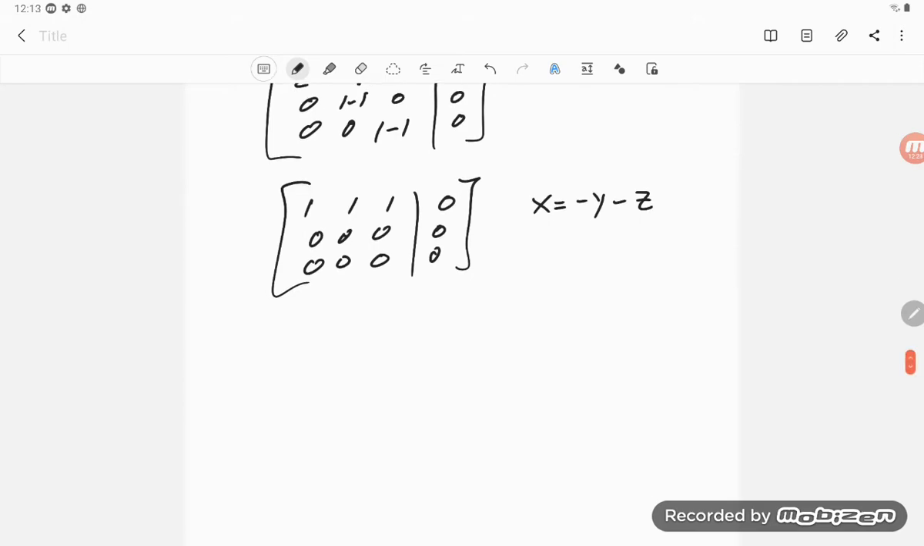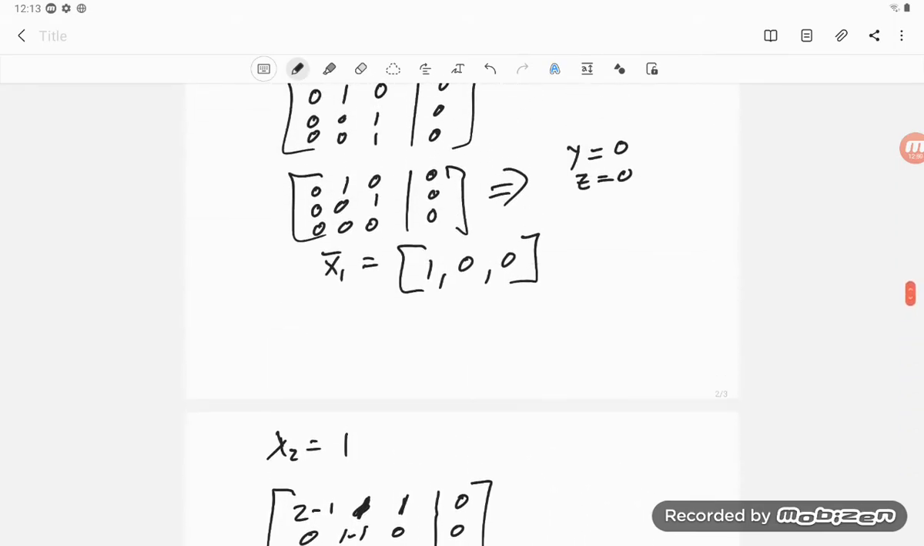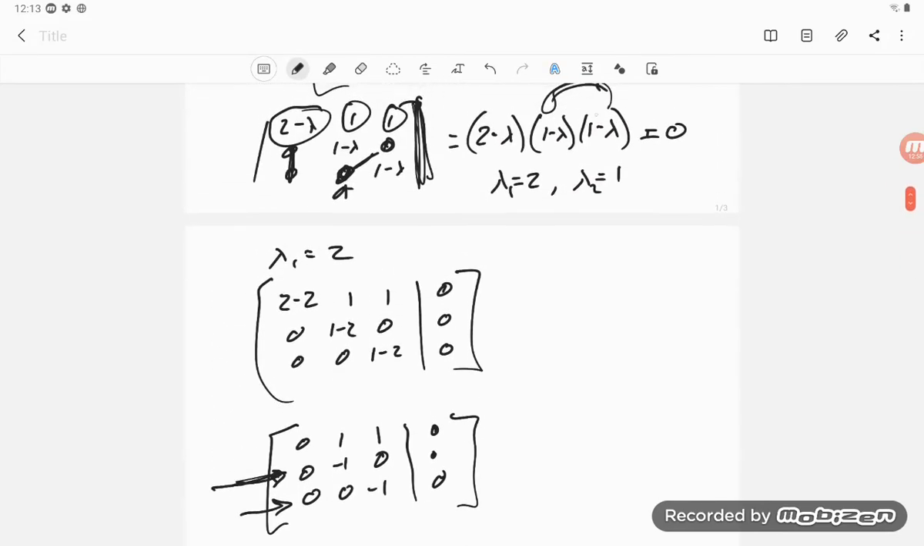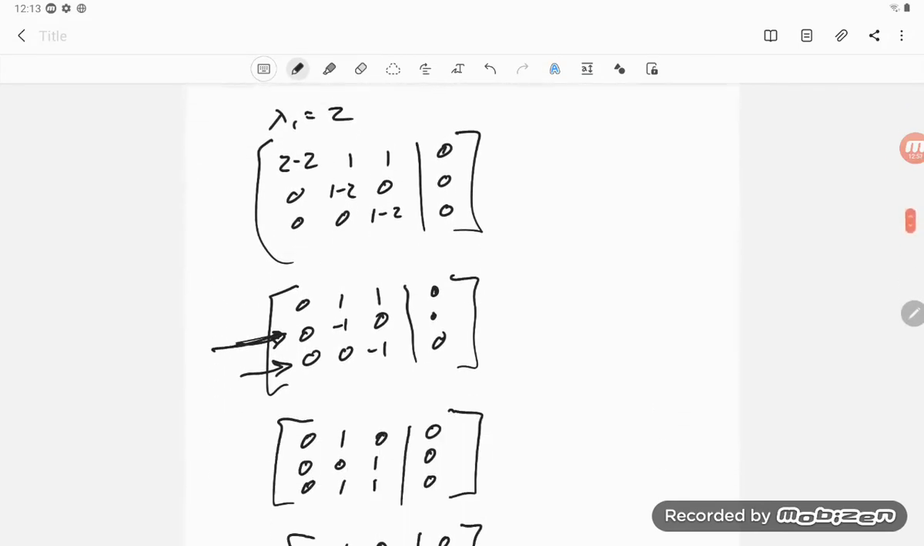So notice that the nullity of A is equal to 2, right? I've got those two columns, or the rank is 1, and 3 minus 1 is 2. So the nullity of A is 2, which matches the multiplicity. Okay, so it matches the fact that we had 2 of those.